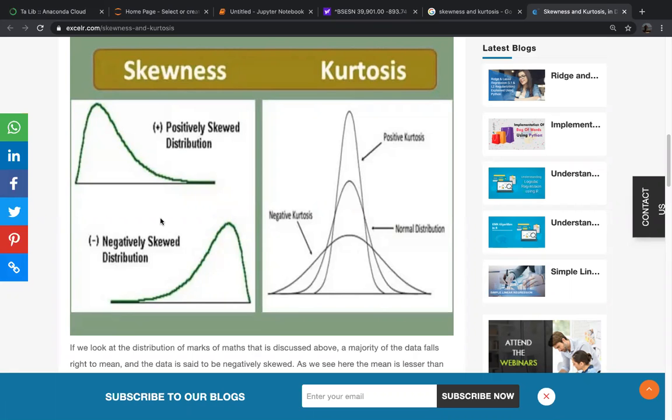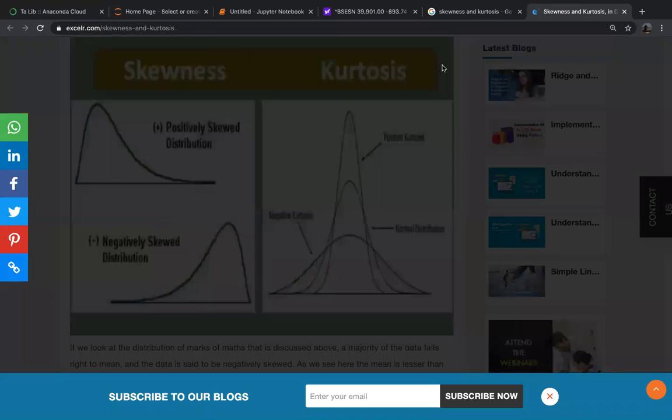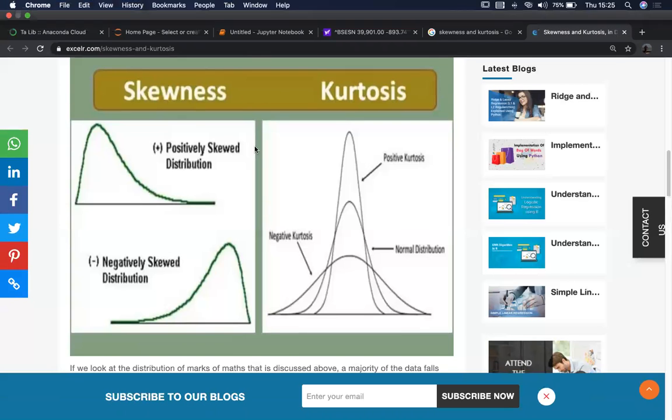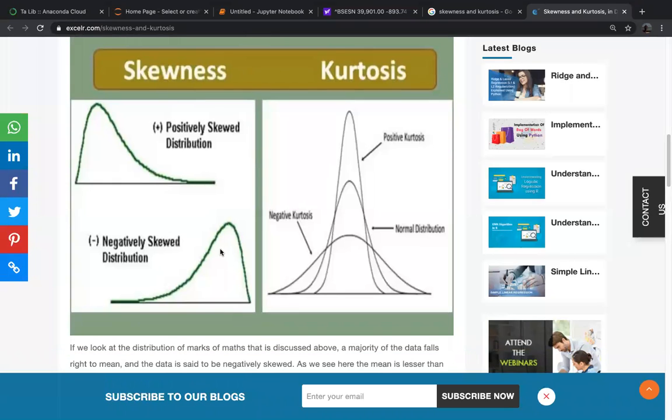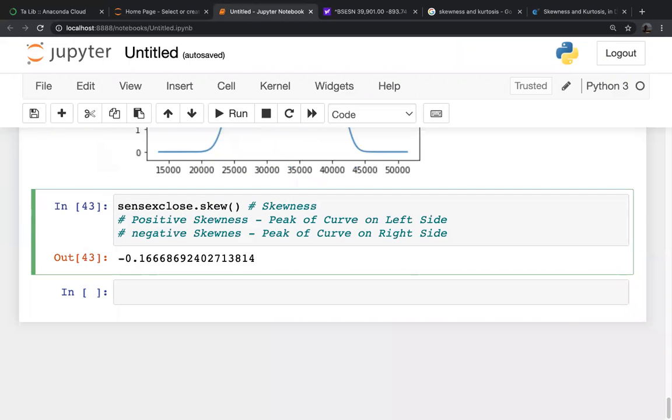Positive skewness means the peak of the curve is on the left side. If it is negative skewness, the peak of the curve is on the right side. So this is what we can identify from our data, skewness and kurtosis, the two important things in our data. Kurtosis is not that much, but skewness is there. We are skewing towards the right. We have negatively skewed data, slightly, not bigger. We are having slightly negative skewness, right? Minus 0.166, slightly negative skewness.